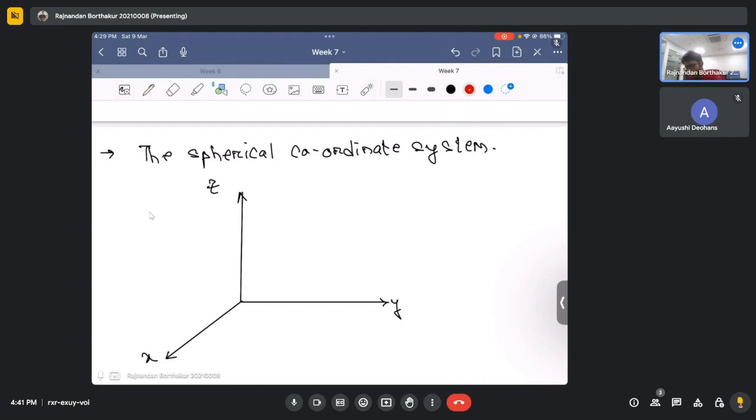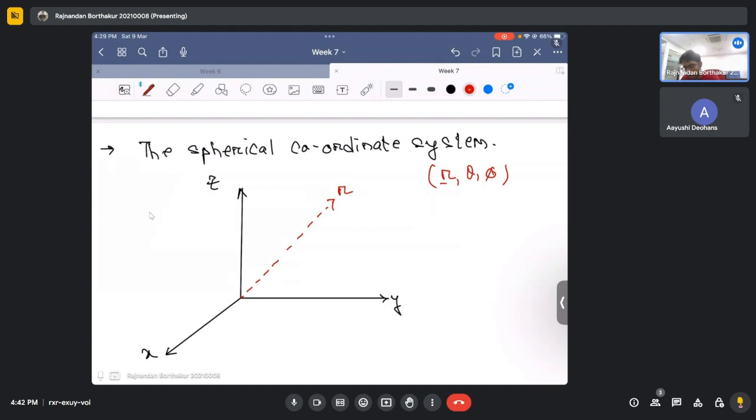So in the spherical system, can you tell me what are the three coordinates that we have? R, theta, phi. Yeah, exactly. So this is r, this is theta, and this is phi. I think you guys know what the spherical coordinate system is, so that's well and good. But anyway, it would help you to recapitulate what you know. So the r axis in the spherical coordinate system is basically this r.